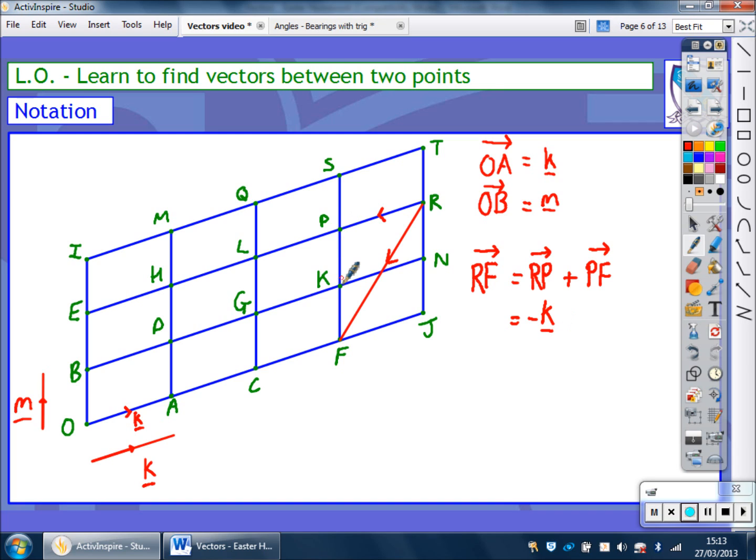P to F is the same size as two of these m's, but again, because it's in the opposite direction, then it's minus 2m. So the vector from R to F is minus k minus 2m. Now I want to use that idea to answer an exam question.